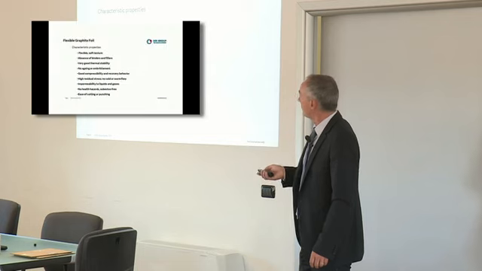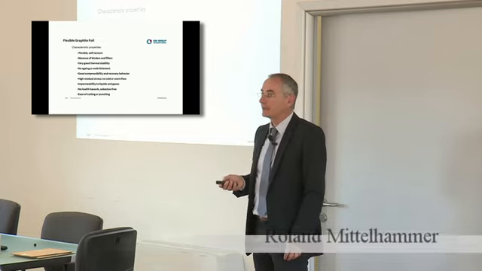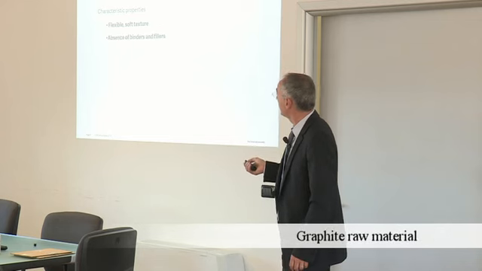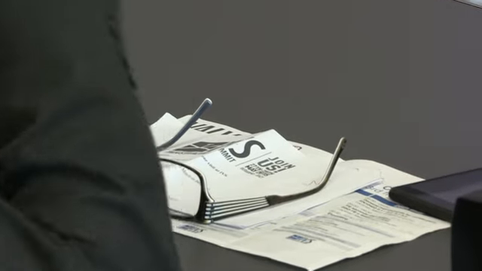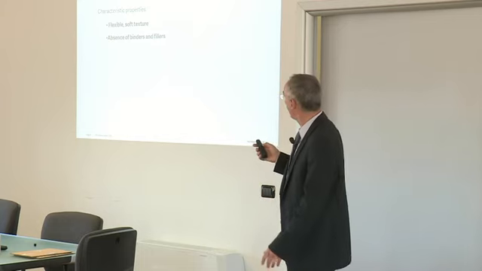The characteristic properties of graphite, expanded graphite, is that it is soft and flexible, with an absence of any binders and fillers. So it is only a natural product without any fillers or binders.